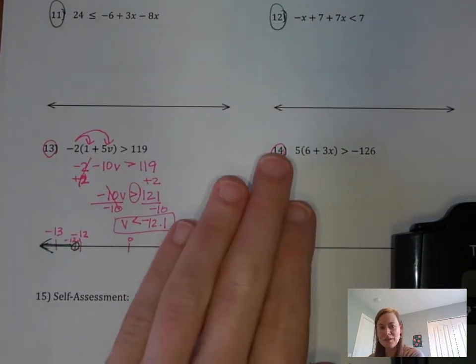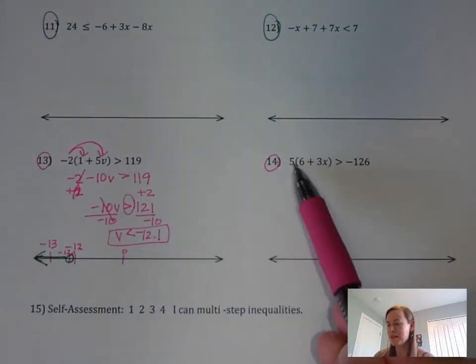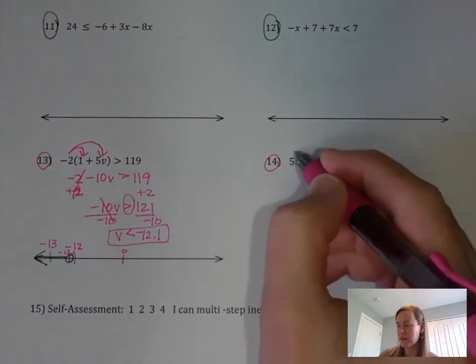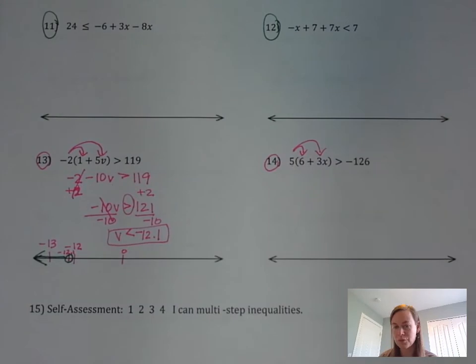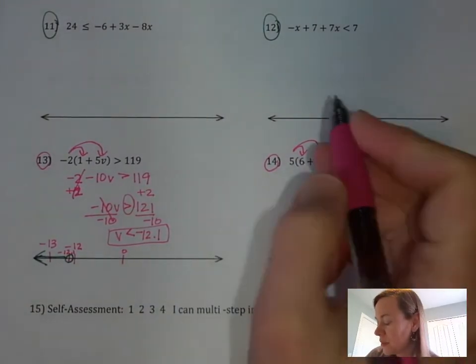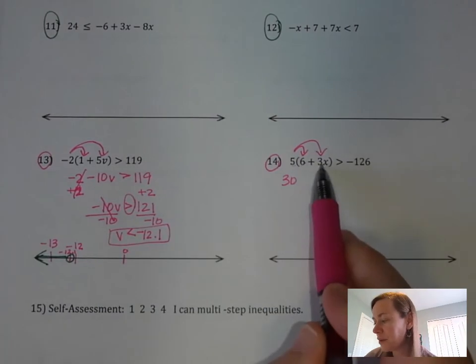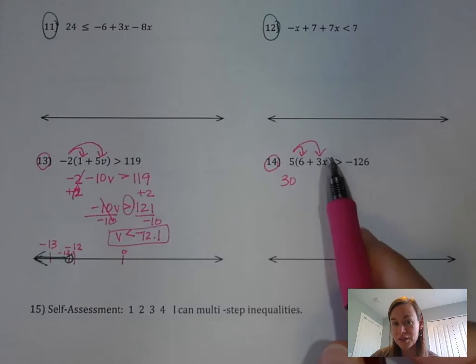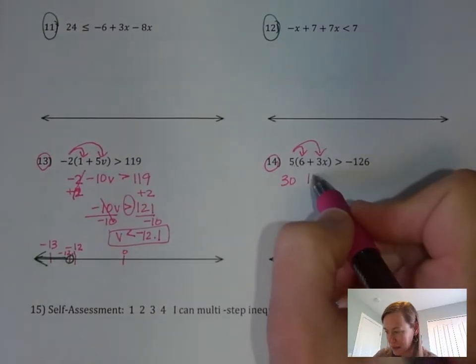Let's do another distribution one. Let's look at number 14 this time. Okay, so again, we're going to distribute the number outside the parentheses to everything inside the parentheses. We'll distribute the 5 to the 6, and we'll distribute the 5 to the 3x. So 5 times 6 is 30. And now 5 times 3x is, let's see, 5 times 3 is 15. And then you have to include the x. So 5 times 3x is going to be 15x.